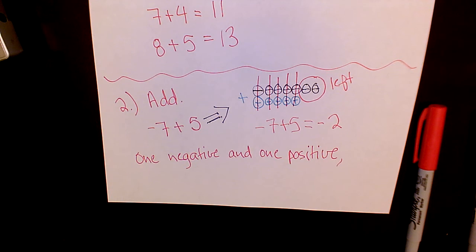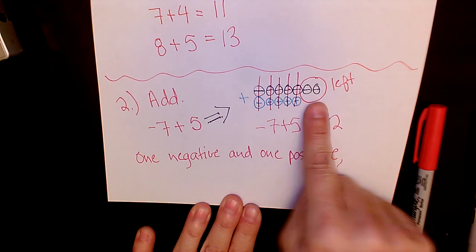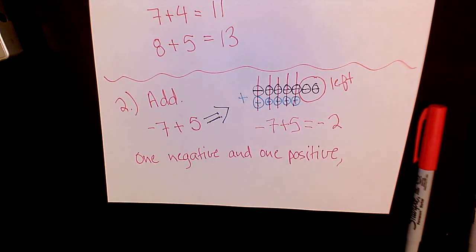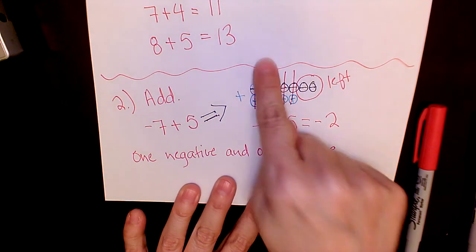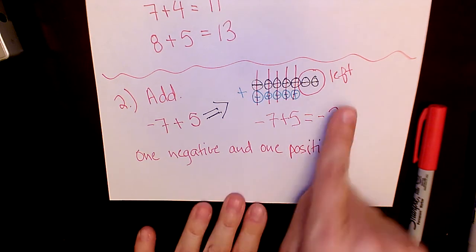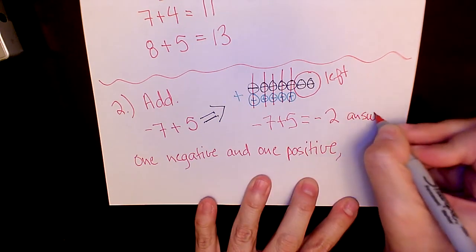You can always draw these if you want, or I'm going to show you another way to do it as well. But they do this in the book. They draw them out. However many negatives there are, you make those your negative chips. However many positives there are, you make those your positive chips. You put them one underneath each other and cancel them out if they're opposites, and whatever is left is your answer. So -2 is the answer.